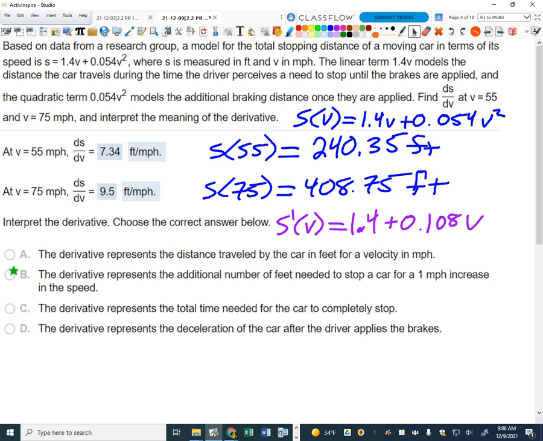How do you get at the meaning of the derivative? Here's what they say down here, and I kind of disagree with this a little bit. I mean, this is close. The derivative represents the additional number of feet needed to stop a car for a 1 mile per hour increase in the speed. Kind of, not really, because the function may not change linearly over that 1 mile per hour, right? But it's a good way to think about it. More importantly, though, it's a basis of comparison.